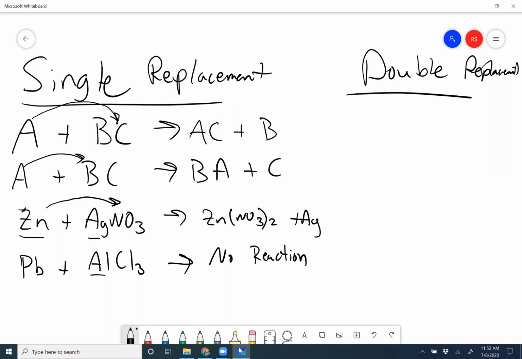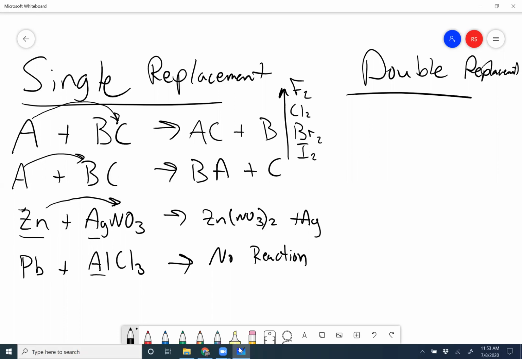The same thing happens for anions. And the only anions that it matters for, the activity series for anions, is basically the halogens. Fluorine is the most active. So fluorine can replace anything below it. Chlorine can replace anything below it, and bromine can replace anything below it.